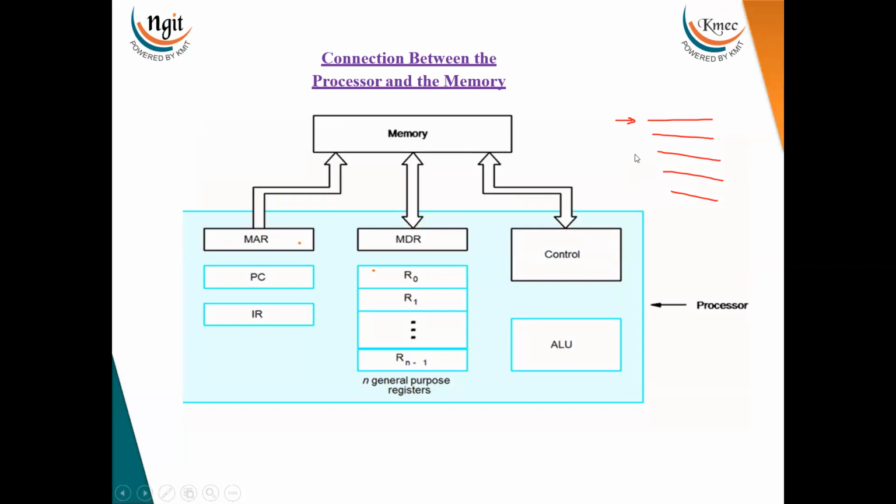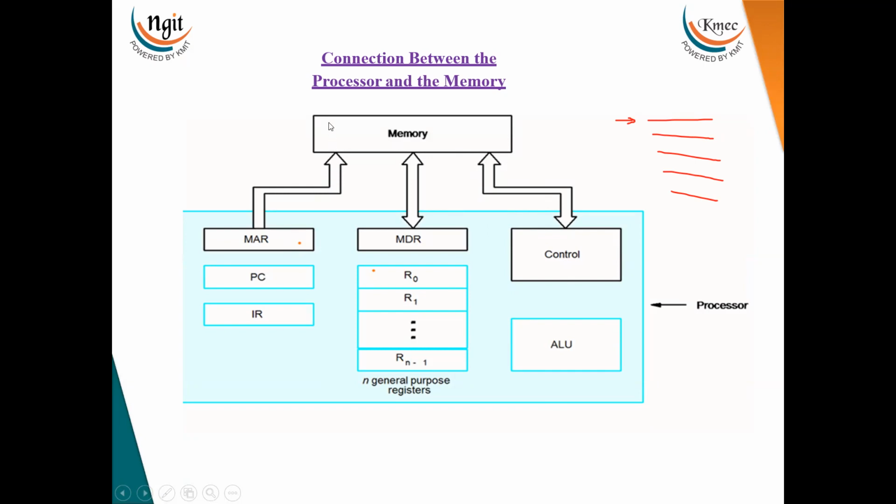Now, for example, if add location comma R1 is the instruction, then the control unit will send a signal to the ALU, telling it that it has to add the two operands. One of the operands is in R0, so it will give the instruction to R0. One more operand is in the memory location. Thereby, that memory location will be placed onto the MAR, and it will go to that particular location.